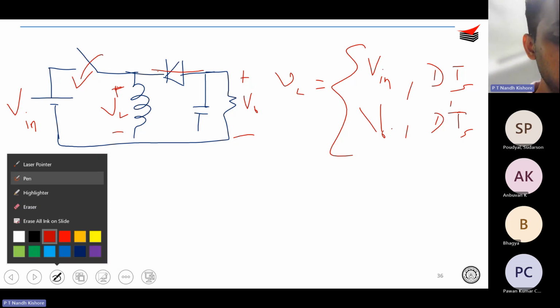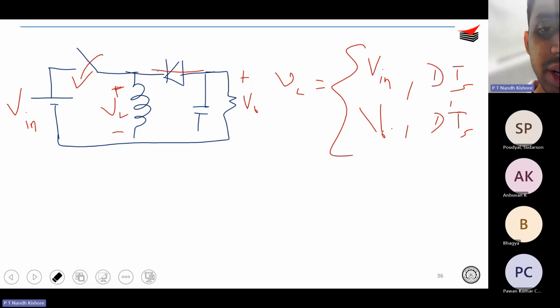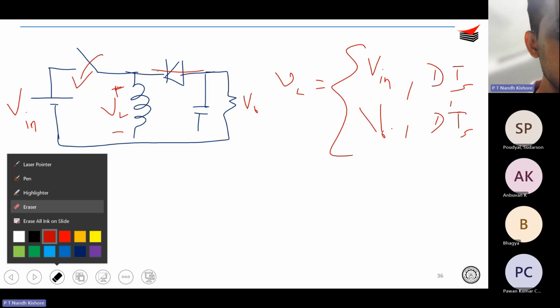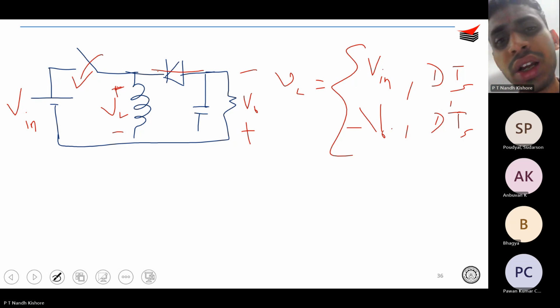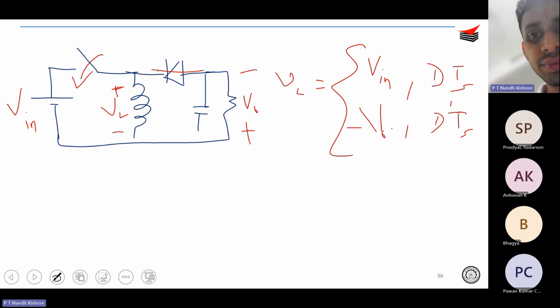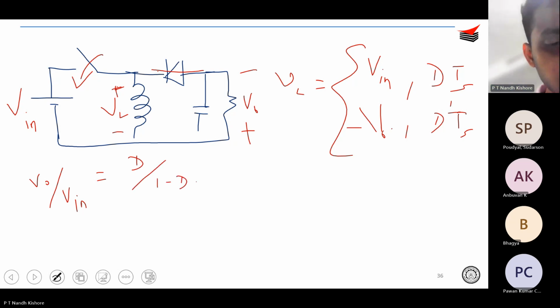Okay. So in a buck boost converter, the conventional direction of your output voltage is actually reversed, which means that it's going to be minus V naught. Right? Okay. So anyway, the output voltage or the gain of the buck boost converter is given by V naught by V in is equal to D over 1 minus D.